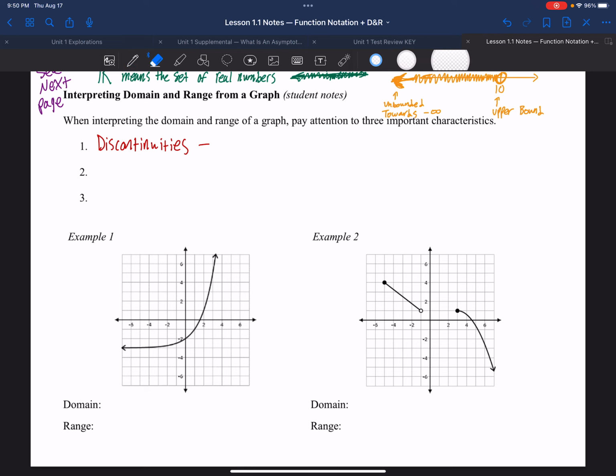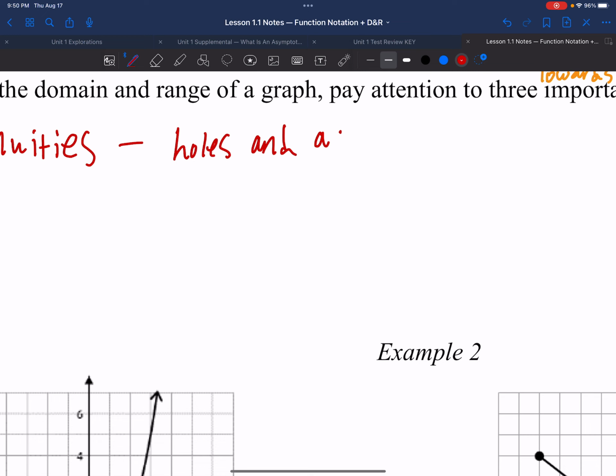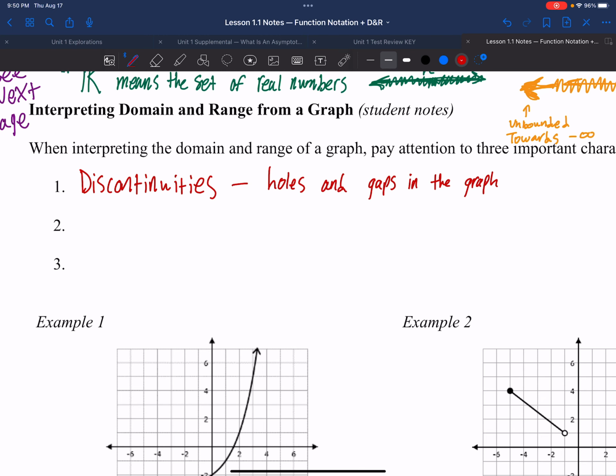I will say this. It's where the graph breaks or where it has a hole, okay? Holes and gaps in the graph. Okay? That's what a discontinuity is.